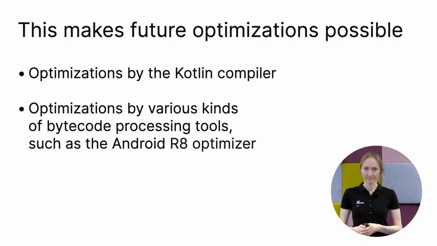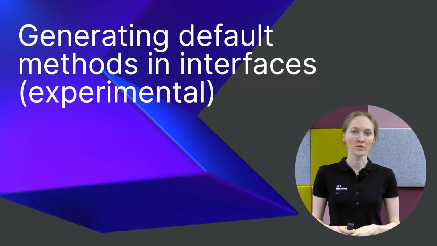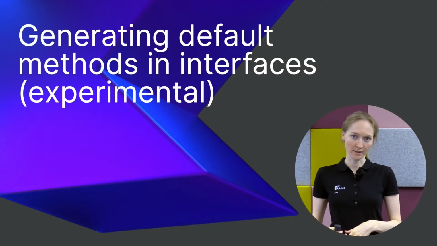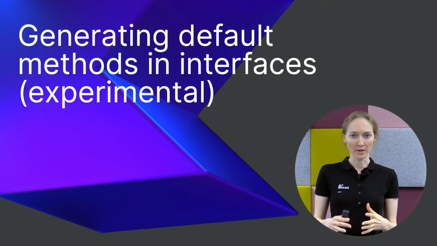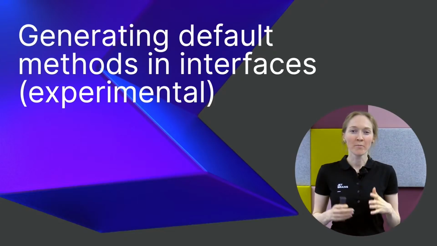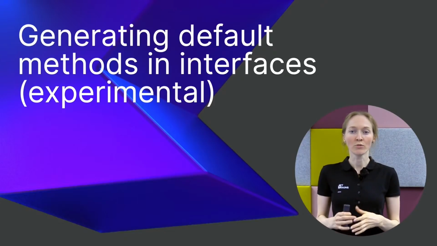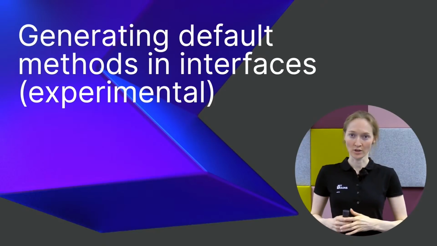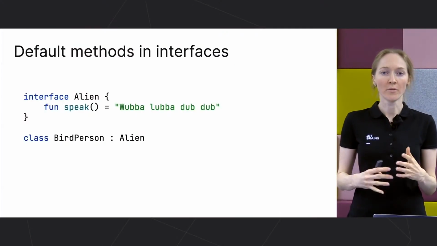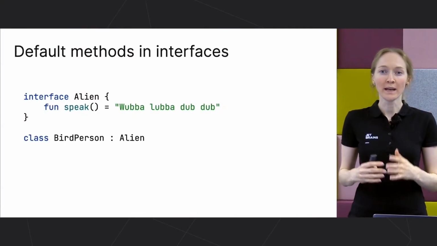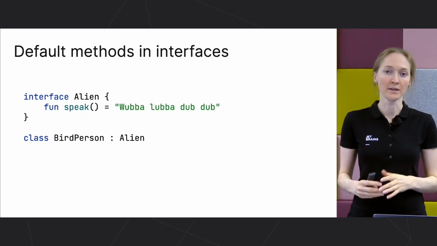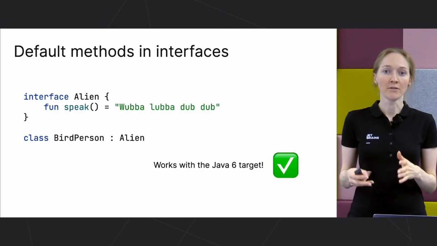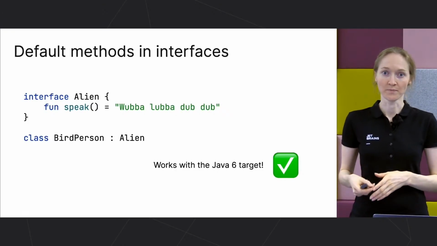I want to talk about generating default methods in interfaces. It's still experimental, and we've had support for it before, but we've made some changes, and I want to highlight what exactly has changed. In Kotlin, from the very first version, you've been able to define default methods in interfaces. This even works with the Java 6 target.